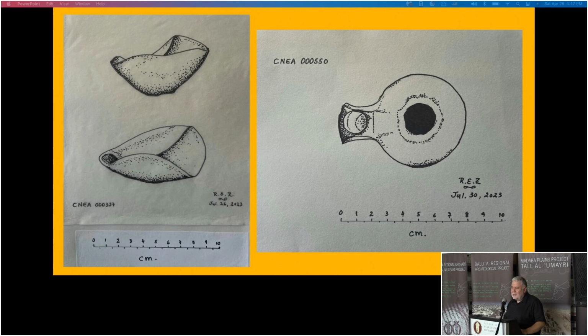So these are my infancy drawings in stipple, which I thought, oh, I'm an artist. Of course I can do this. On the right, it's a Herodian lamp. And on the left, there's a Hellenistic lamp. Both pieces belong to CNA. And these were my practice drawings. And if you look at the dates there, it's July 23, less than two years ago.